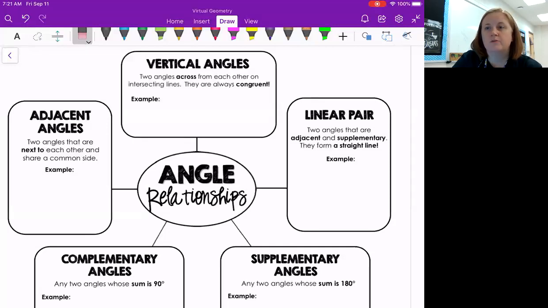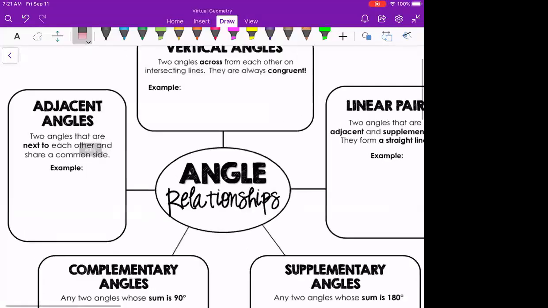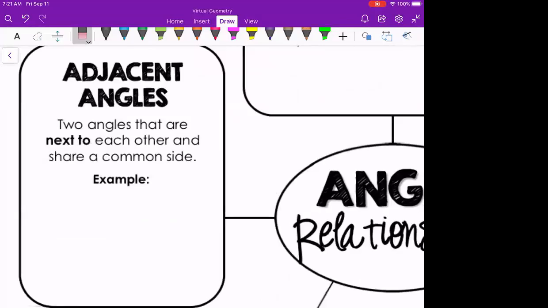Good morning, guys. We are going to be taking a look at our next section, still dealing with angles, but while the last section was just how to name them and how to classify them, this next section is about comparing two angles. So we're going to be looking at pairs of angles and what kind of angle relationship they are going to make. So let's start over on the left side and talk about adjacent angles.